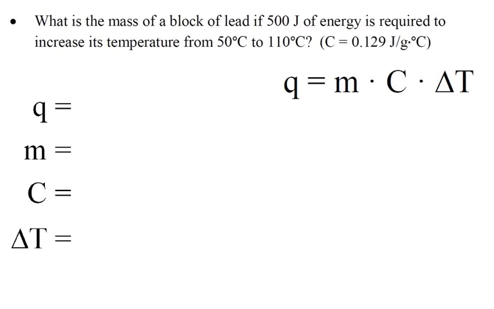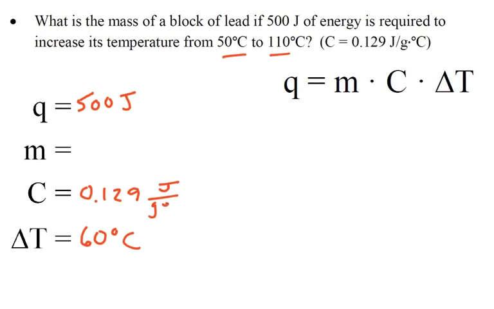Okay, another similar question. What is the mass of a block of lead if 500 joules of energy, so that's our energy, is required to increase the temperature from 50 degrees to 110, so final minus initial is going to be positive 60 degrees, and C is 0.129 joules per gram degree, and then obviously I'm going to look for my mass.